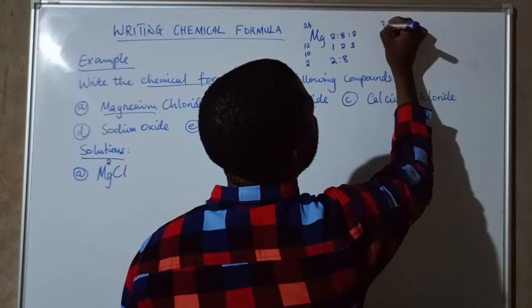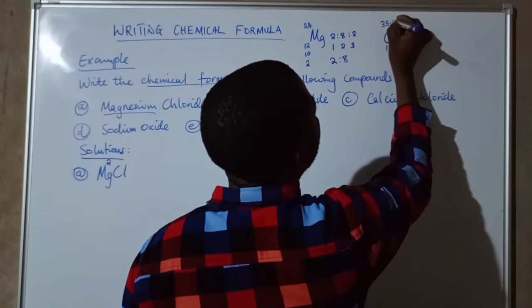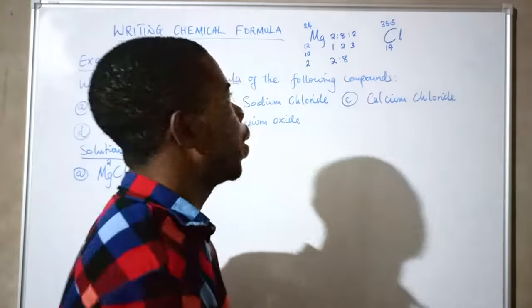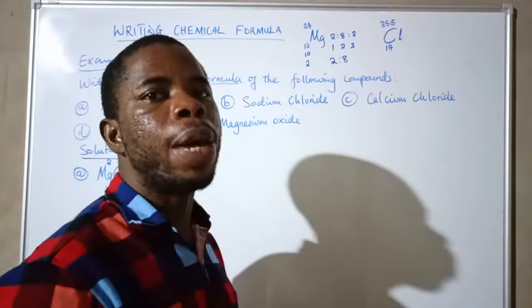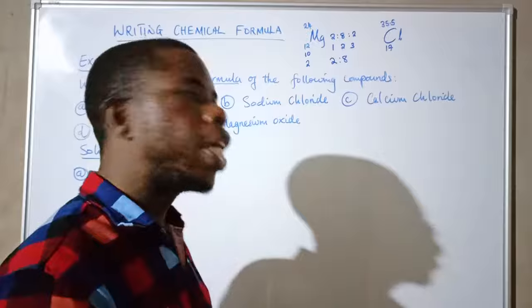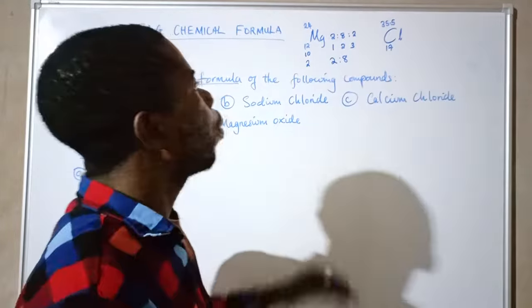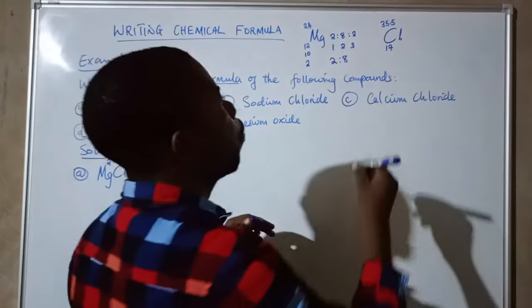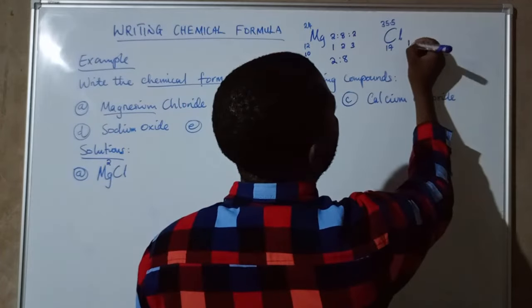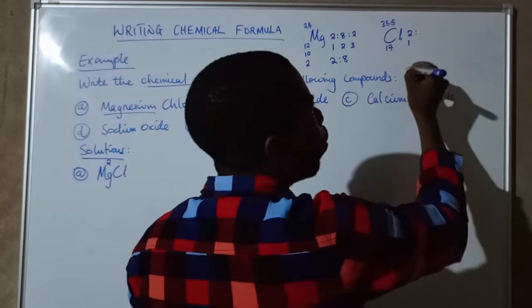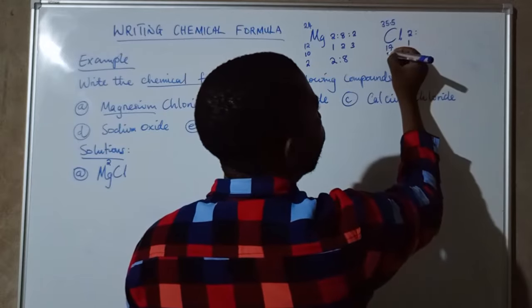Here you find 35.5. Now what is important is this 17. 17 represents the number of electrons in that chlorine atom. Now, just as I said here, the first shell is supposed to have 2 electrons for it to be stable. Now, out of 17, if you remove 2, you remain with what?